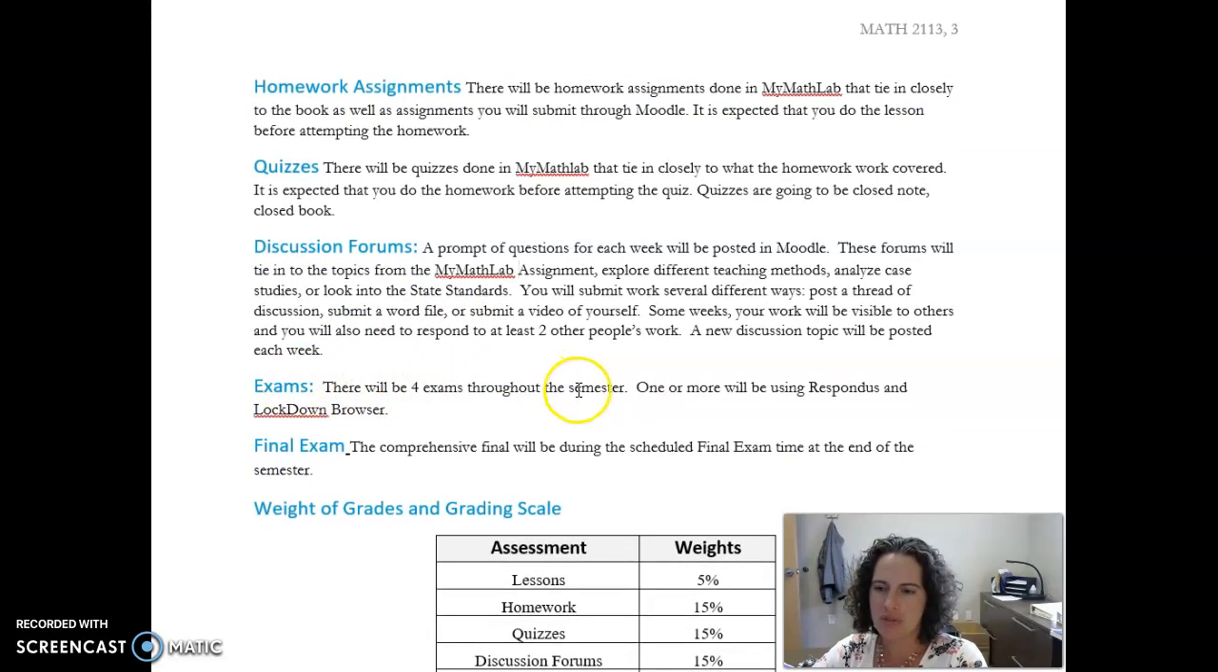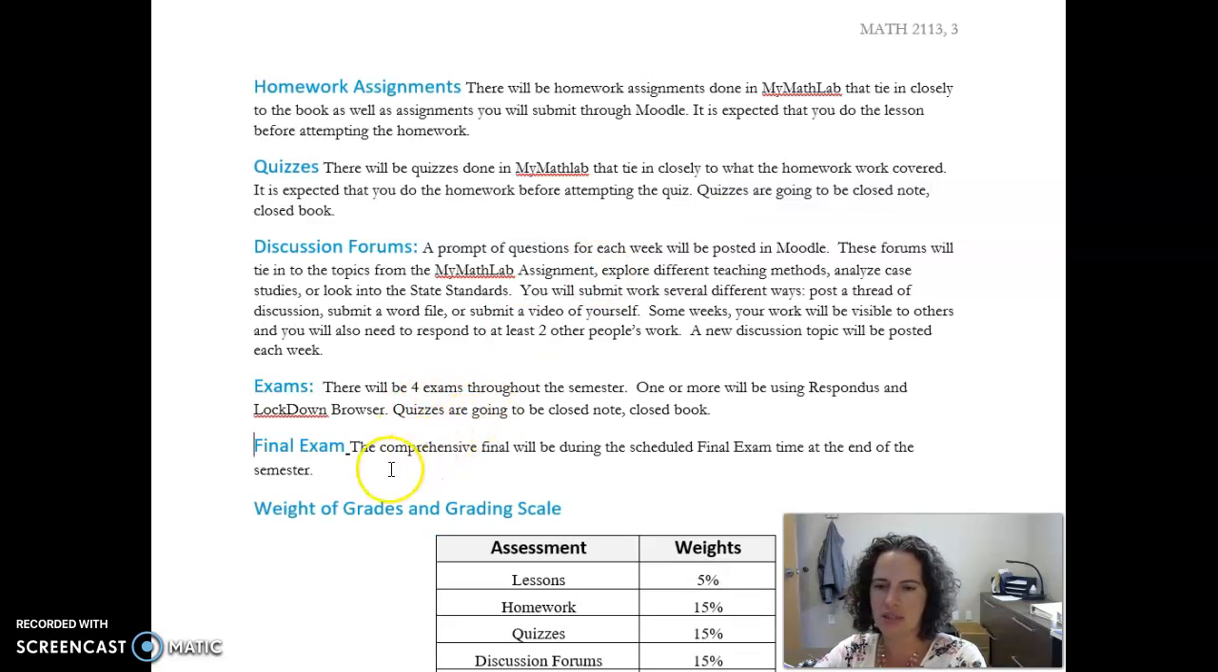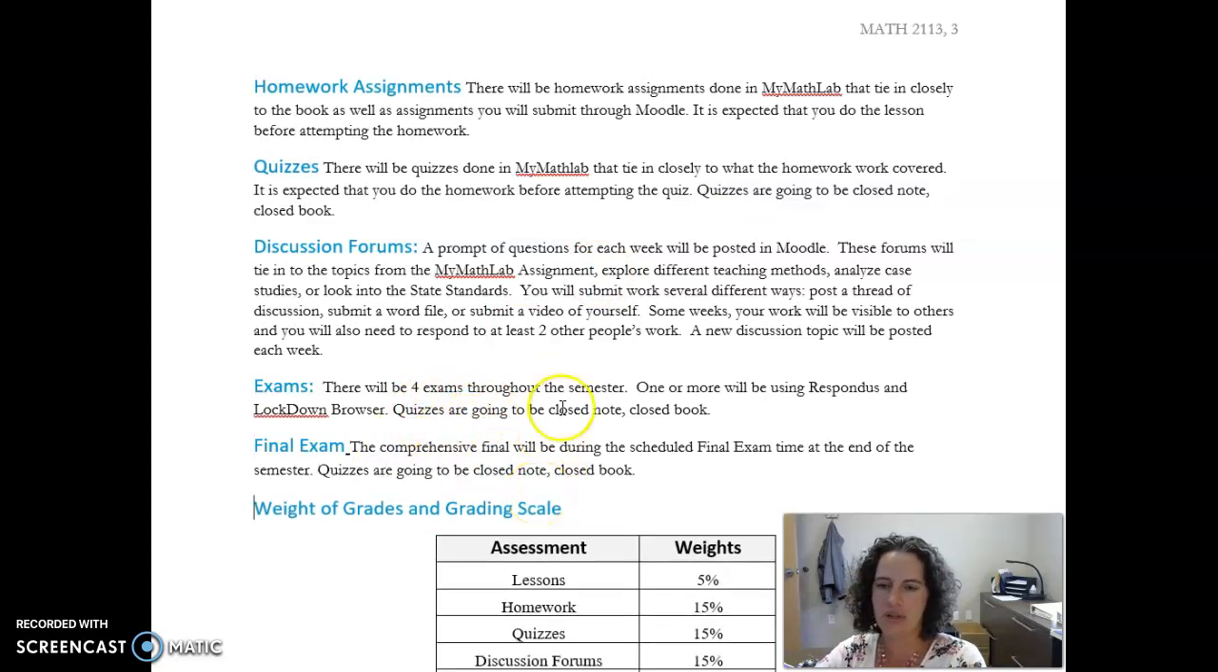Exams. We will have 4 exams throughout the semester. We will be using Respondus Lockdown Browser for that. It will be closed note, closed book, just like the quizzes were. The final exam is kind of the same idea, except it's cumulative. It will be over everything we talk about the entire semester.